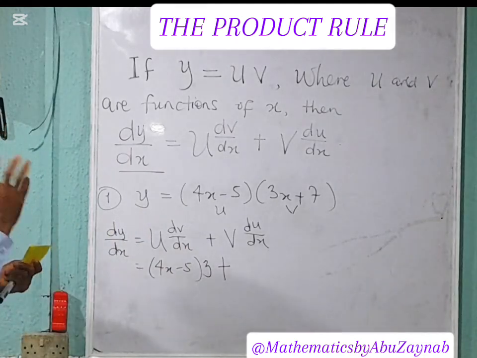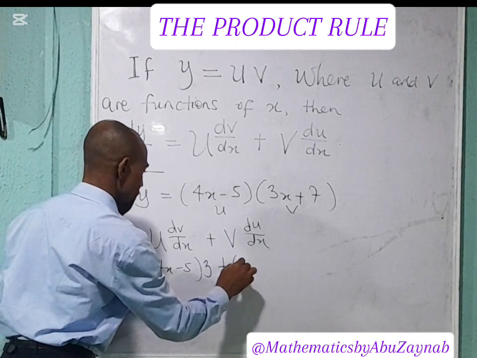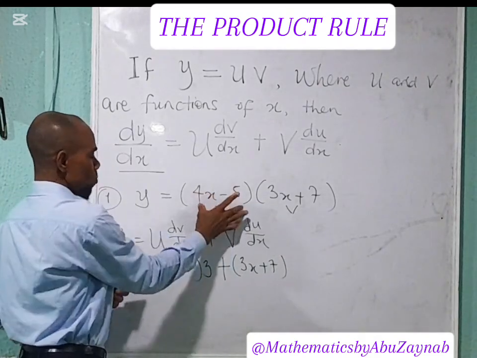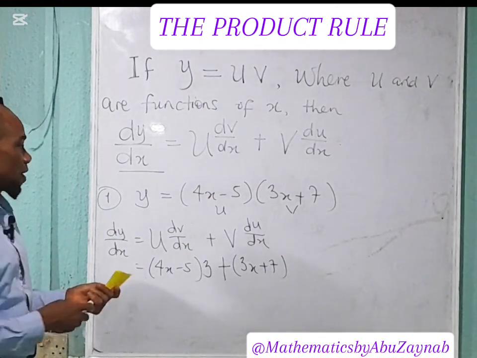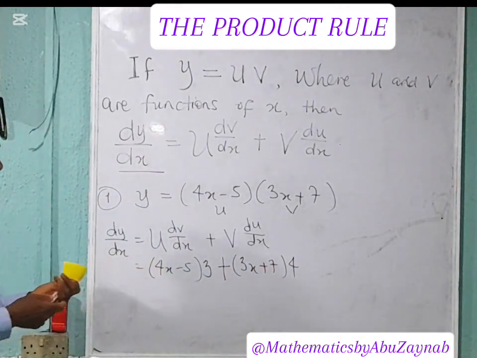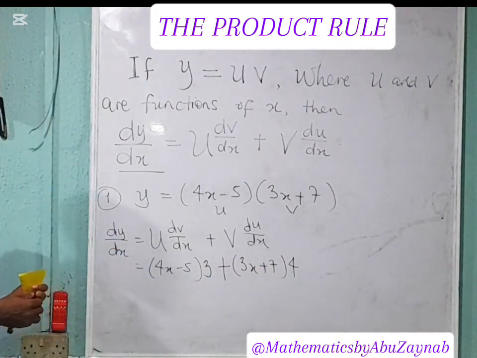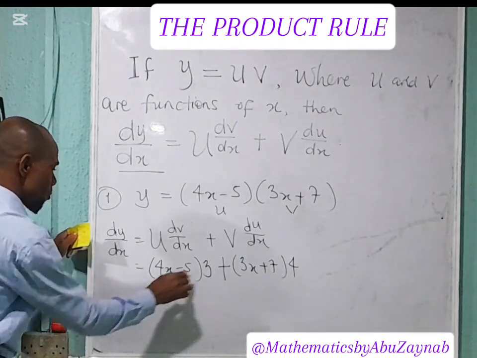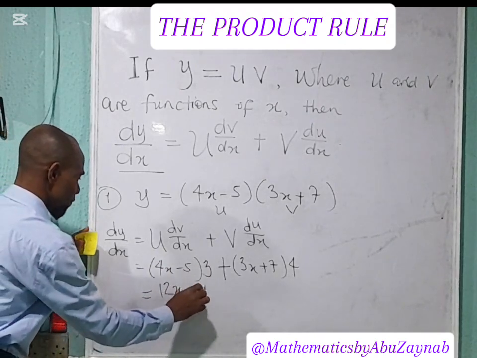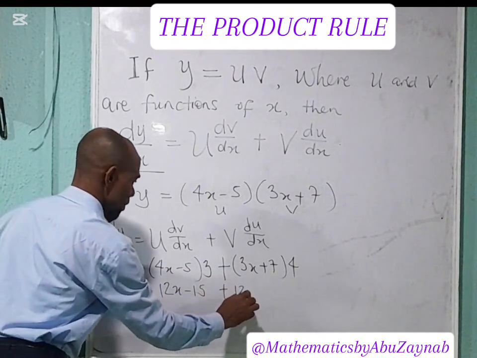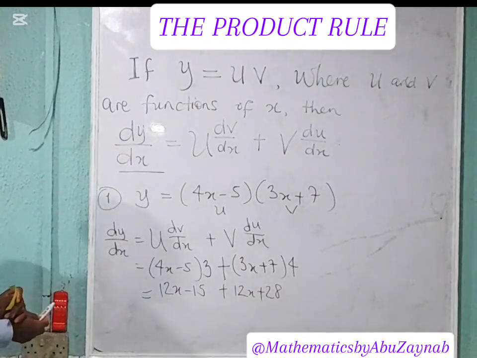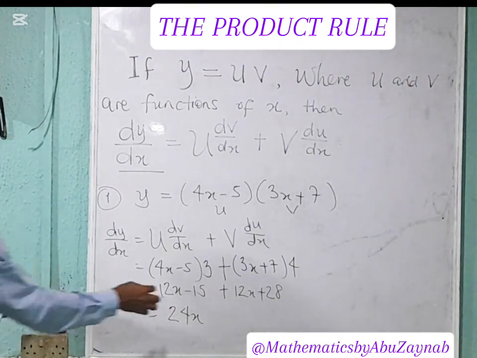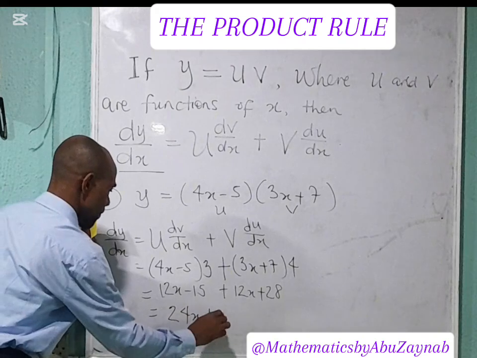The other part, we switch roles this time around. I write v down first. So I'm going to have 3x plus 7. That is v. Now differentiate u this time around. U being 4x minus 5. So differentiating 4x minus 5, I'm going to have just 4. And as a matter of fact, I am done differentiating at this level. What follows is simply algebra, expansion of algebraic terms, whereby I open up the bracket and that is 12x minus 15, then plus 12x plus 28. Collecting like terms, 12x plus 12x is 24x, and minus 15 plus 28 is plus 13.